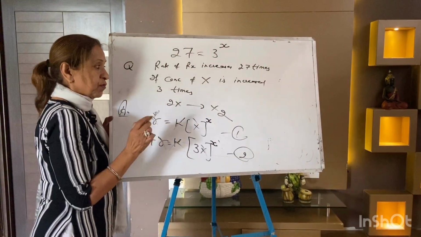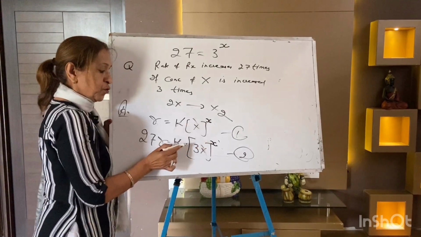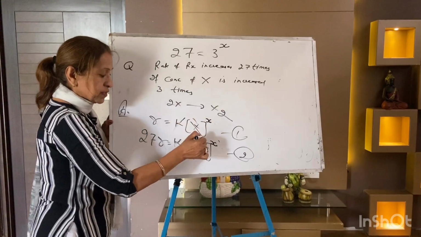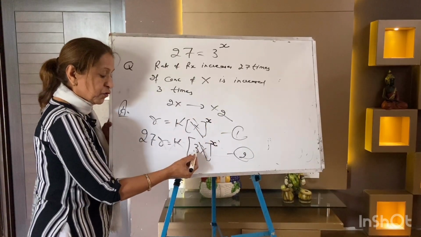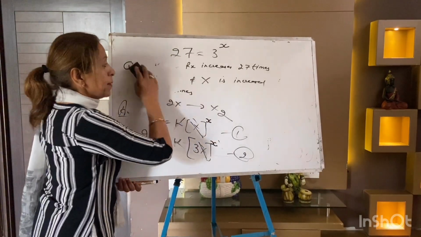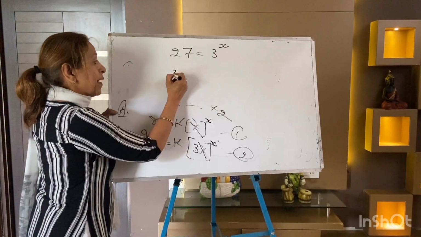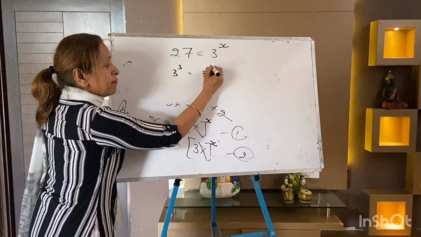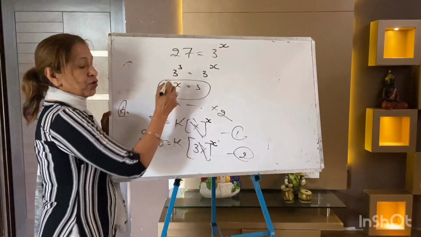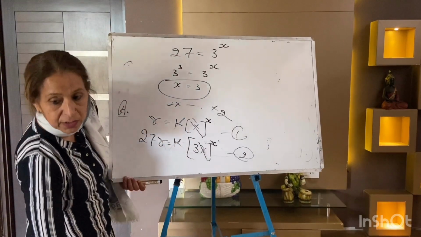Okay, again listen. The question is what is the order? So suppose the order is x. The rate increases 27 times, the concentration increases 3 times. K cancels, what is left? 3 power x. Now 27 is equal to 3 power x. Now 27 is 3 power 3, so 3 power 3 is 3 power x. Your answer is x is equal to 3. So your answer is third order reaction. Question completed. Third order reaction.